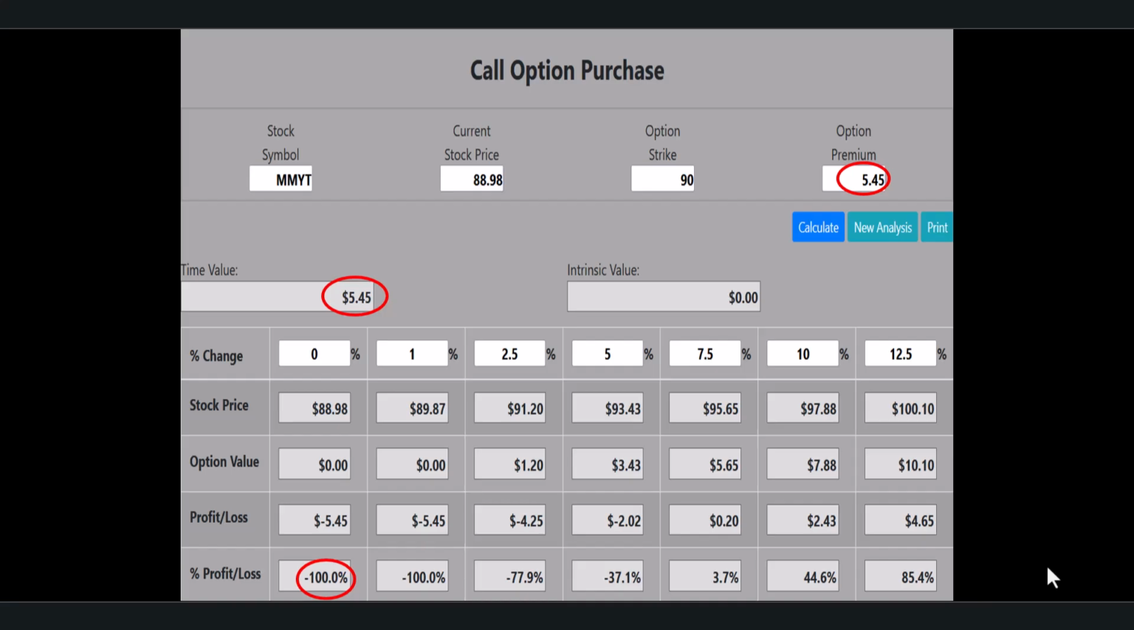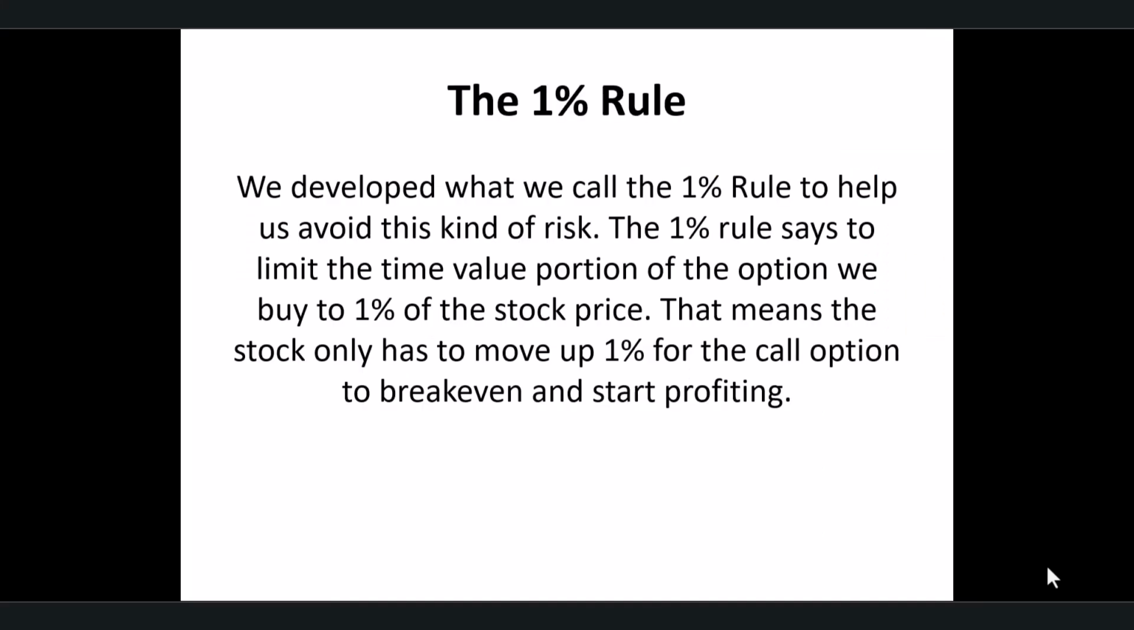We can see that if the MMYT stock price is flat at 88.98 at option expiration, the 90 call will lose 100% of its value. Ouch! This is an unacceptable risk. That kind of loss can wipe out a trading account in a hurry. We developed what we call the 1% rule to help us avoid this kind of risk. The 1% rule says to limit the time value portion of the option we buy to 1% of the stock price. That means the stock only has to move up 1% for the option we purchase to break even and start profiting.